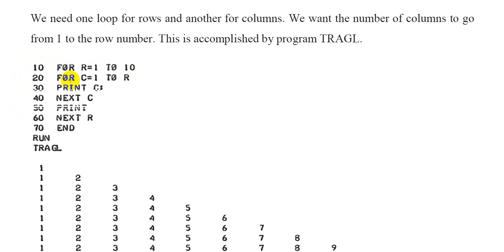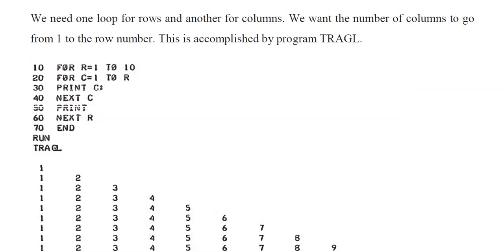As you can see, 10 for R equal to 10. 20, stipulate the Visual Basic program for command as follows: for C equal to 1 to R. 30, print C, double comma. 40, next C, and 50, print. 60, next R, indicated by the 60 step procedure. 70, end, and run Traggle.